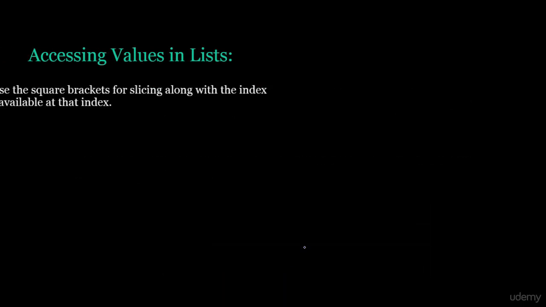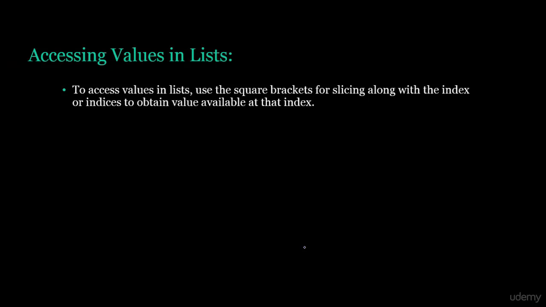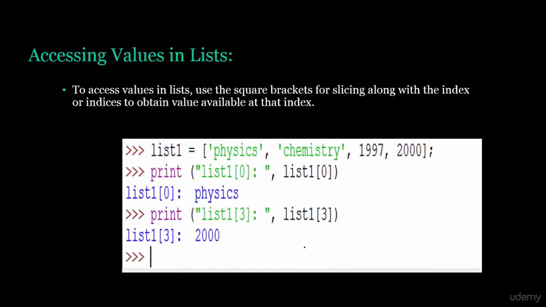Let's access values in lists. To access a value in a list, use the square brackets for slicing along with the index or indices to obtain the value available at that index. We will access any value using the index. If we look at this example here, list 1, we can see physics, chemistry, and this. If we print list1 of 0, we will get physics. This is our list1 of 0. This is 1, this is 2, and this is 3. This is list1 of 1; list1 of 3 here will print 2000.